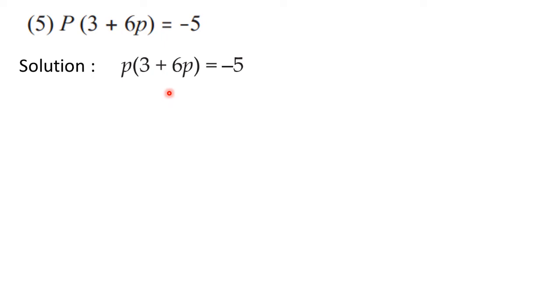BODMAS. So, B stands for bracket, O stands for open, then D stands for division, M stands for multiplication, then addition and then subtraction. This is the sequence which we follow to solve any problem. So, whenever you find a bracket, you need to open the brackets first. So, let us open the bracket here. See, p into 3 will be 3p and p into 6p will be 6p squared, and equal to minus 5 as it is. So you can check the step now: 3p plus 6p squared is equal to minus 5. So the brackets are open now.